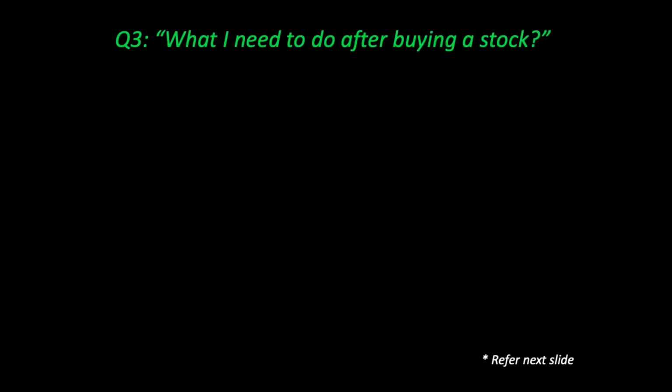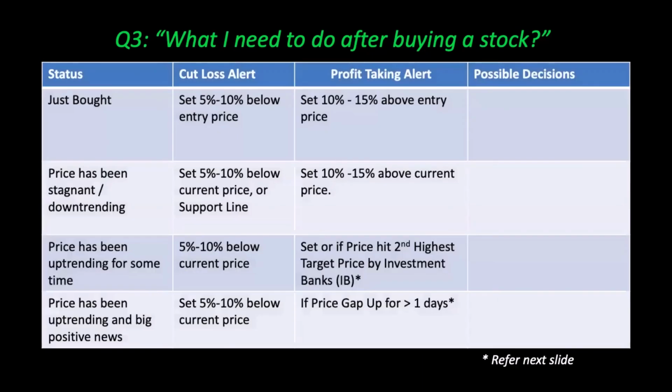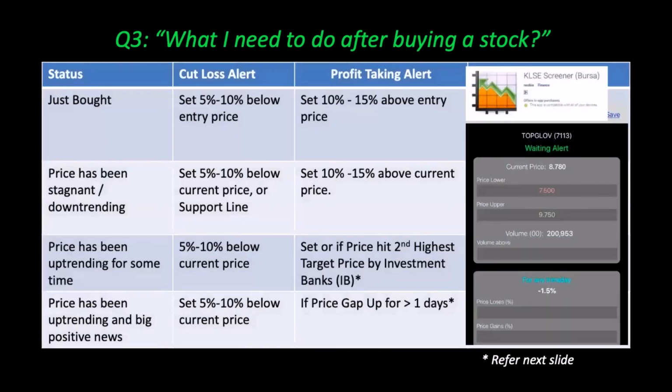I think I've got 10 minutes already. So what I would advise after buying a stock is to use the apps to set your cut loss and profit taking. Go to the app there and set a target 5 to 10% below the entry price, or 10 to 20% above the entry price. Okay, you can do it there.